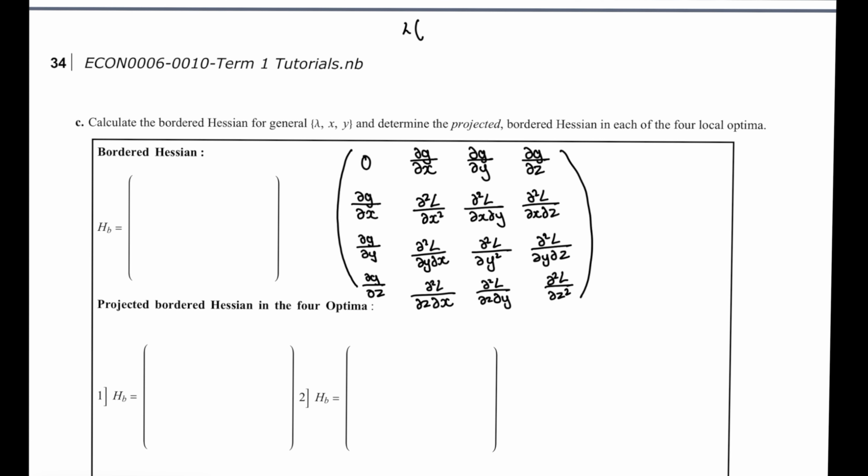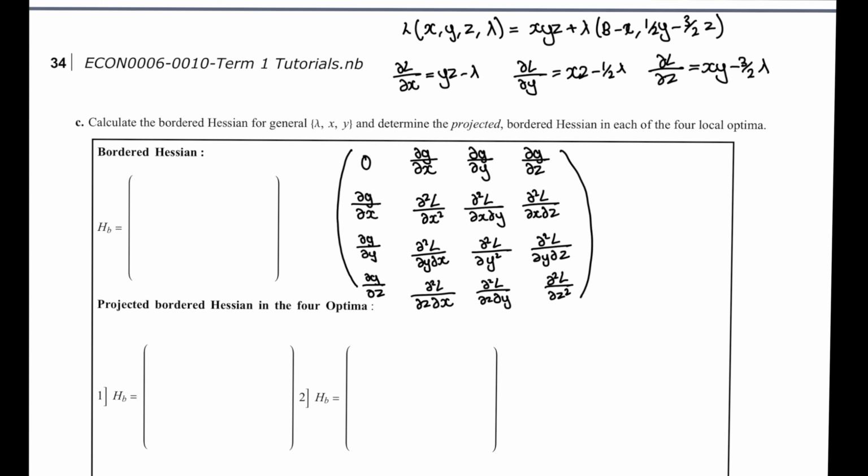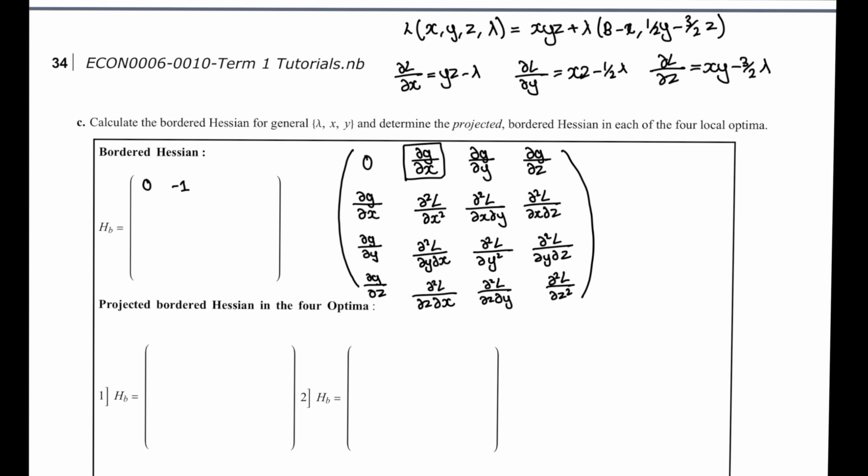So the Lagrangian function was a function of variables x, y, z, and lambda, which was equal to xyz plus lambda times (b minus x minus a half y minus 3 over 2z). And our first derivatives of this function were those. So if we start filling this in now, if we look at our constraint and differentiate it partially with respect to x, we get -1. Partially differentiating with respect to y gives us -1/2, and partially differentiating with respect to z gives us -3 over 2. If that now follows on over here, so we get -1, -1/2, -3 over 2.